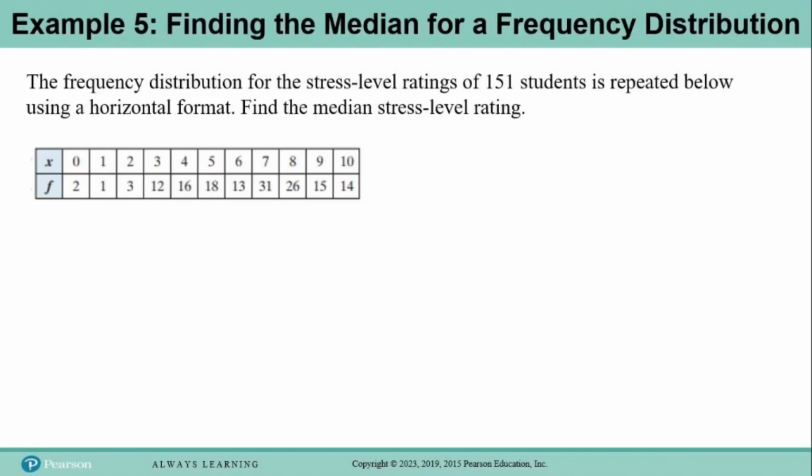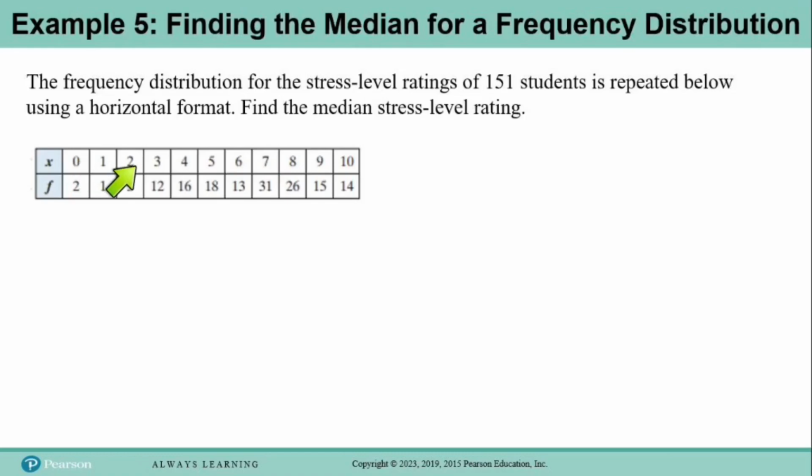Now let's look at example 5 together. And it says the frequency distribution for the stress level ratings of 151 students is repeated below using a horizontal format. Find the median stress level rating. So I believe we used this same data in a previous example and we found the mean of this frequency distribution. But now they've asked us to find the median of this frequency distribution.